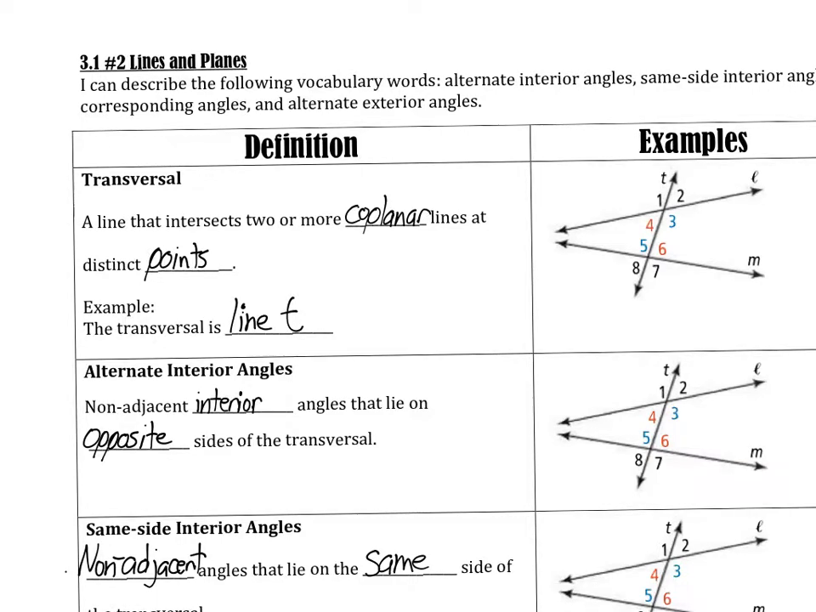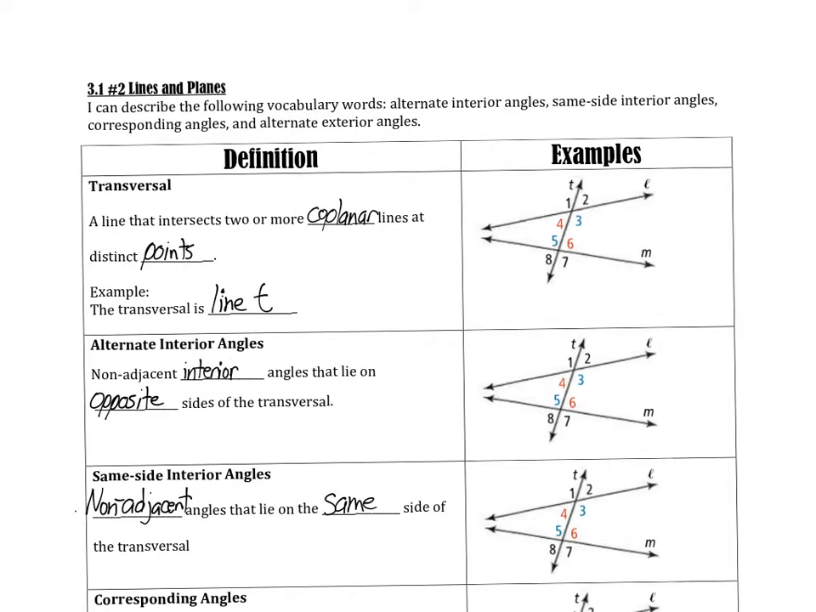Good morning, guys. Today we're doing 3-1 Day 2 Lines and Planes. Our goal for today is to describe the following vocabulary words: alternate interior angles, same side interior angles, corresponding angles, and alternate exterior angles. Very first thing, we got some words that we need to know.